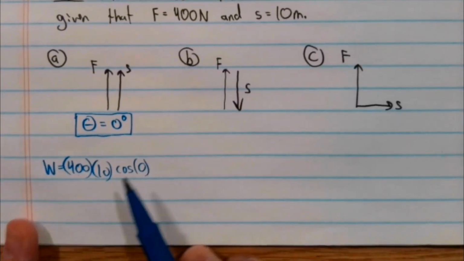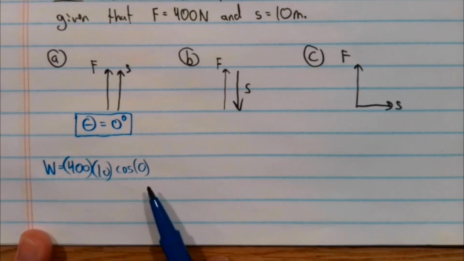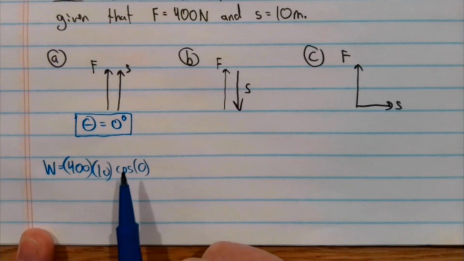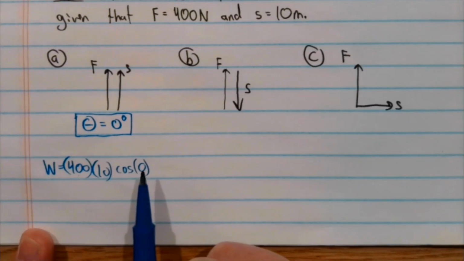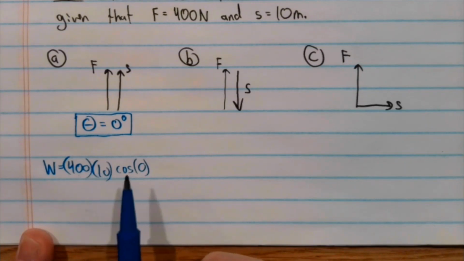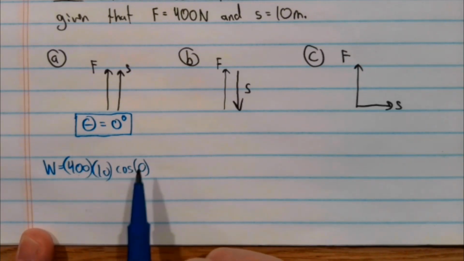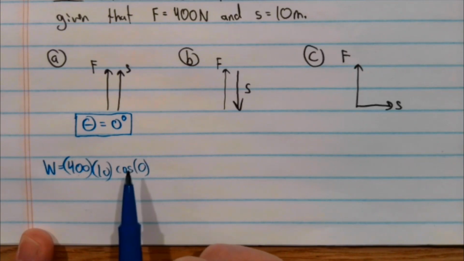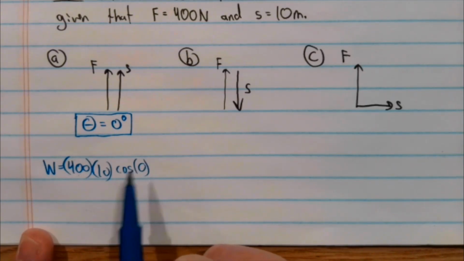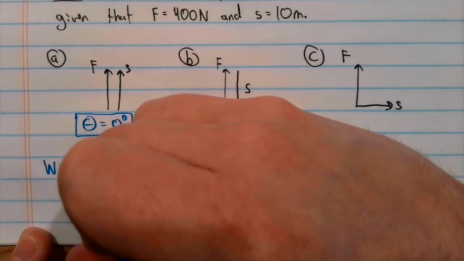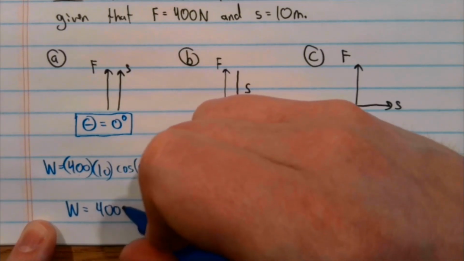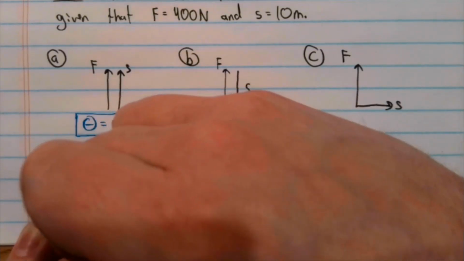You might be tempted to say that the answer is 0, but really, if you type in your calculator, you'll see the cosine of 0 degrees is 1. So it's 400 times 10 times 1. Type that in your calculator now. Make sure that cosine of 0 equals 1. If it equals something else, that means your calculator is probably in radians. So work is 4,000 joules for this case.